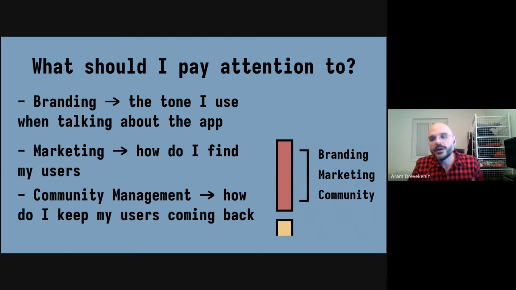So when we talk about this upper level, this user level of the stack, I like to separate it in my mind into three things. First, there is the branding, which is the tone that I use when I talk about the application. Then there is the marketing, which is how I find my users, how I find my audience, and where I look for them. And then there is community management. Once I have users, once people are using my app, how do we keep them around? How do we keep them happy? And how do we foster a welcoming environment for them?